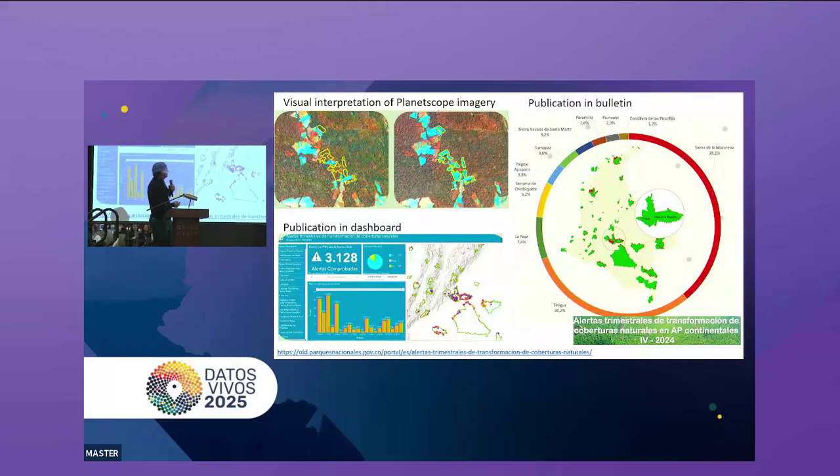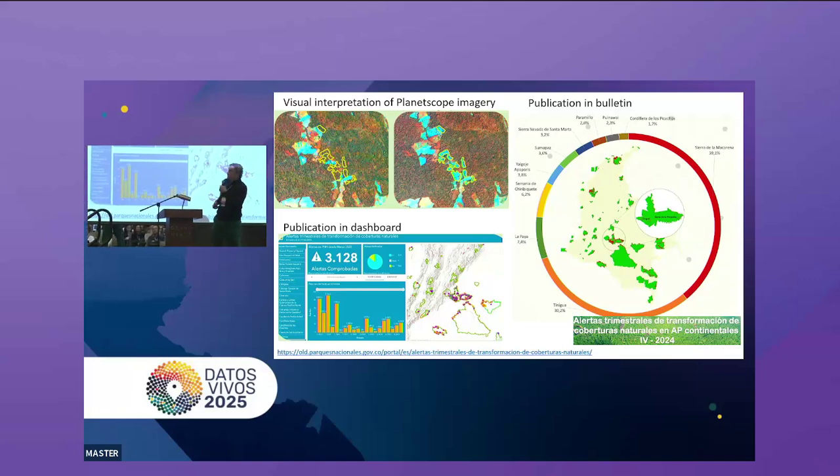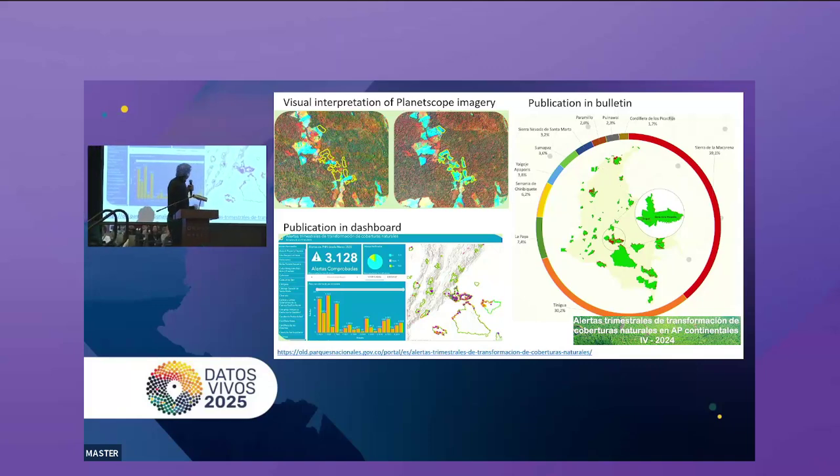The way the National Park System produces these alerts is through visual interpretation of commercial PlanetScope imagery. You can see the polygons that they produce between two periods, and they publish these results in their bulletin and in their dashboard. The problem is that they access these images through a grant that they obtained from the Norwegian government, and that grant has expired. So that leaves them with fewer resources to do these alerts moving forward.